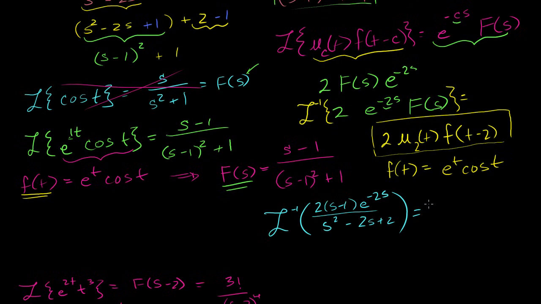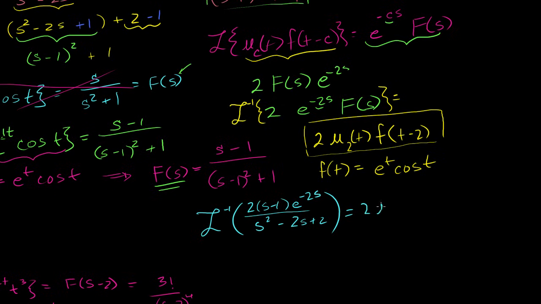We could just rewrite this as 2 times the unit step function starting at 2, that's when it becomes non-zero, of t, times f of t minus 2. F of t minus 2 is this with t being replaced by t minus 2. I'll do it in another color just to ease the monotony. So it would be e to the t minus 2 cosine of t minus 2.